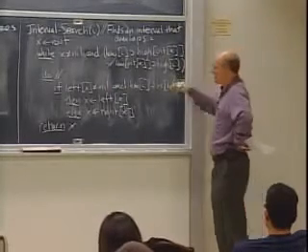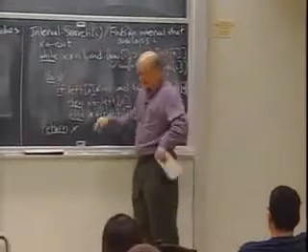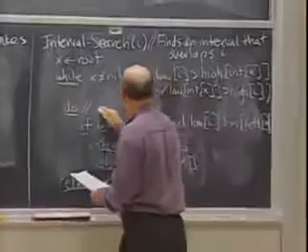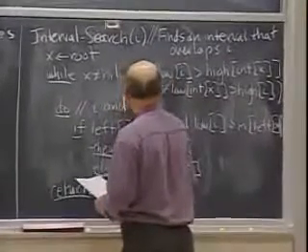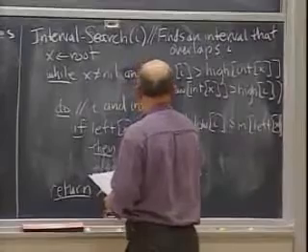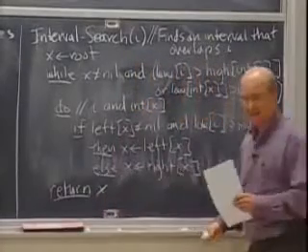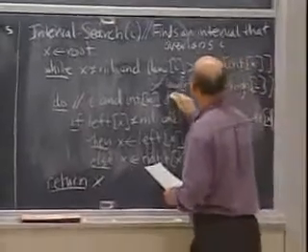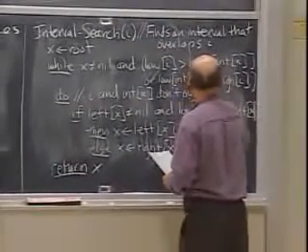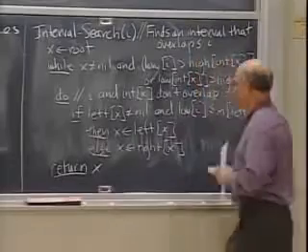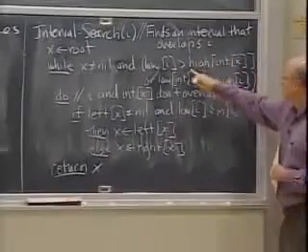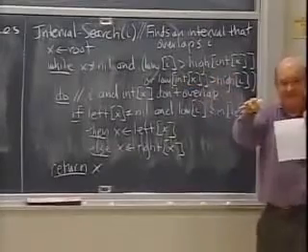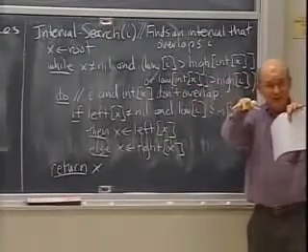Test whether they, so if I get to this point, what do I know about I and int of x? They don't overlap, because the high of one is smaller than the low of the other. If the high of one is smaller than the low of the other, they don't overlap that way.